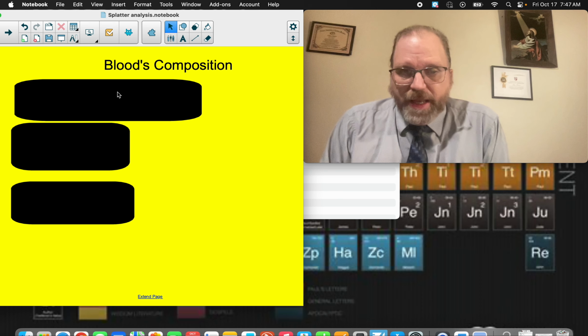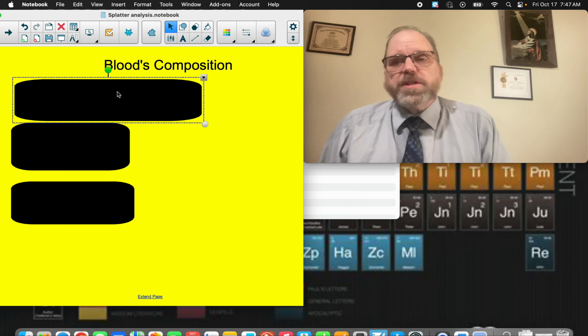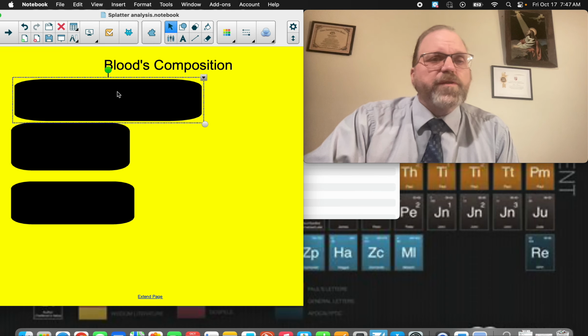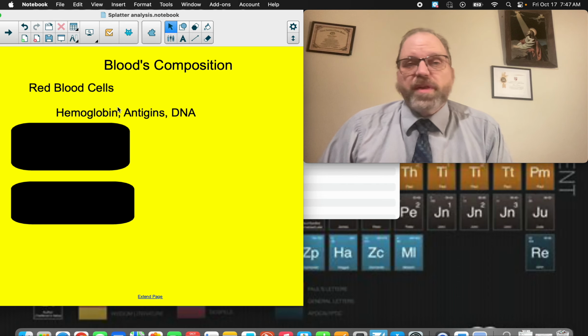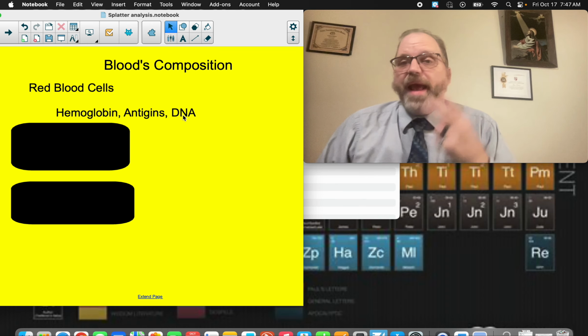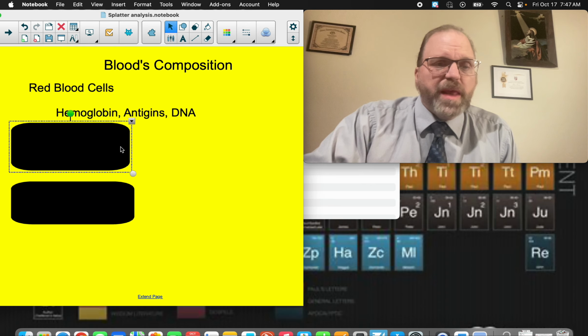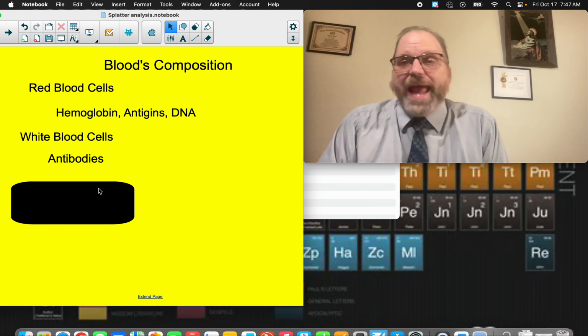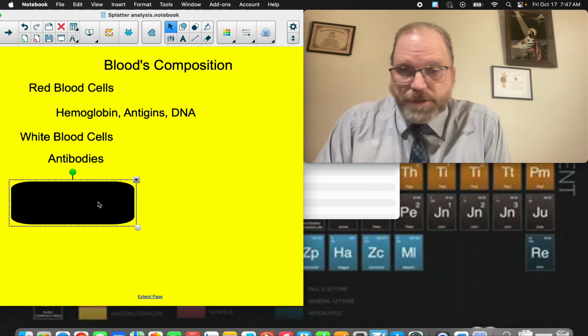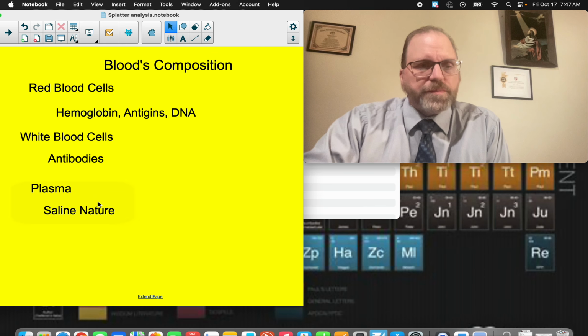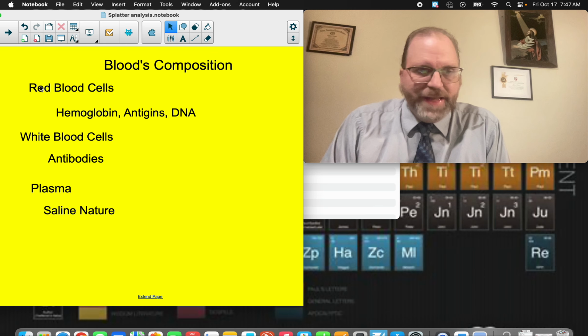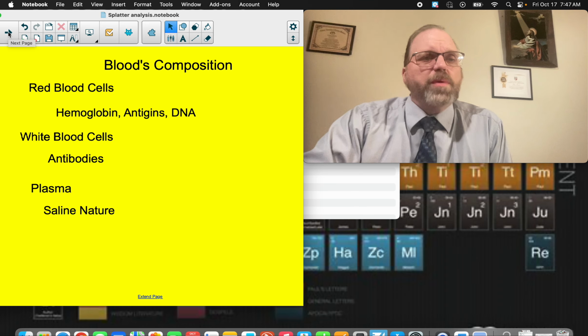Now, blood itself is composed of three main parts. First, it's composed of red blood cells, which are the hemoglobin, the antigen, and that's where your DNA is. It's in the red blood cells. Second is the white blood cells. That's your antibodies that fight infection. And the third is plasma. That's a saline nature that makes up all blood.